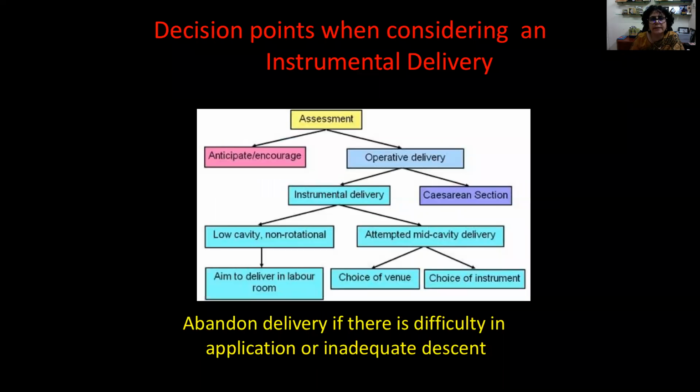Decision points in considering the instrumental delivery: assessment, anticipate and encourage operative delivery, instrumental delivery or cesarean section, low cavity, non-rotational, aim to deliver in labor room, attempt mid cavity or delivery, choice of ventouse, venue and choice of instruments.